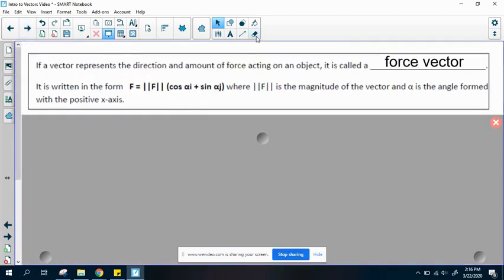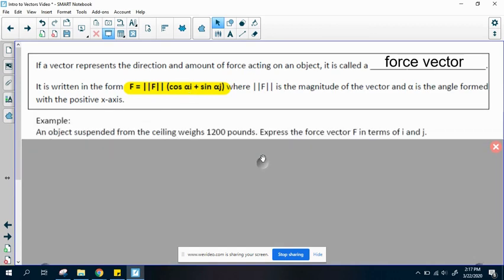And lastly, same thing, force vector. Notice the only difference, instead of calling it V for velocity, I used F for force, but it's the same exact vector. Every vector needs a magnitude and every vector needs a direction. We need to know how far to draw it and where to draw it. Okay, so the question is, an object is suspended from the ceiling weighing 1,200 pounds. Express it as a force vector.